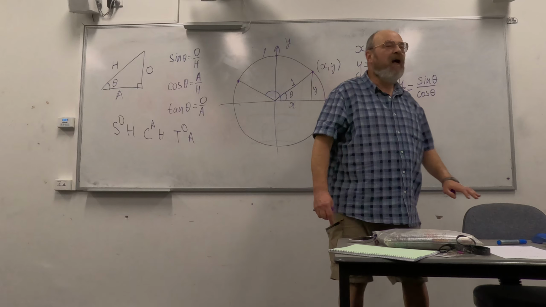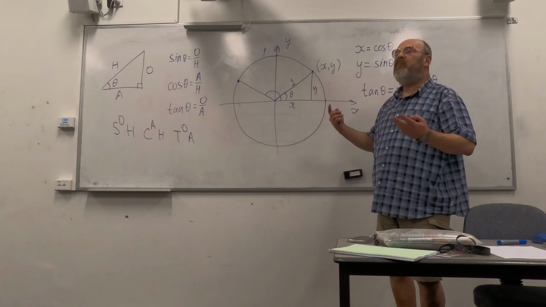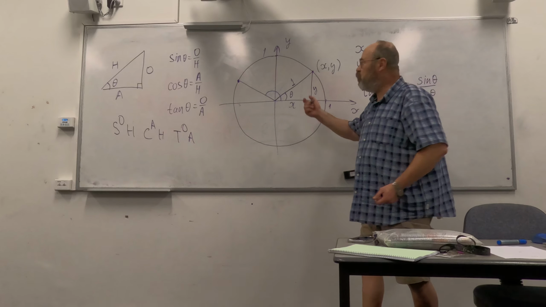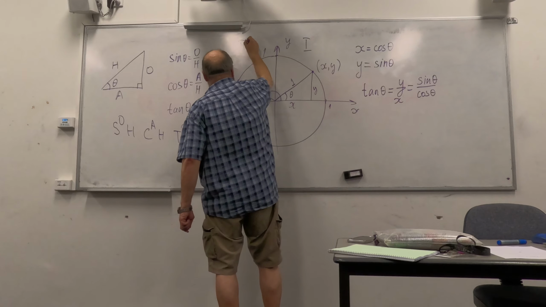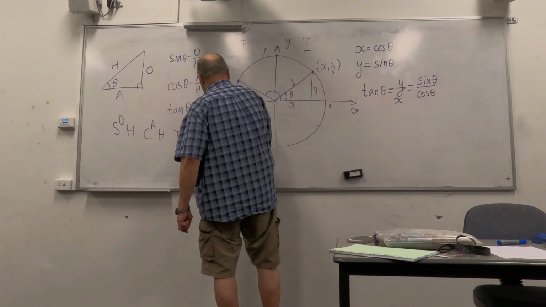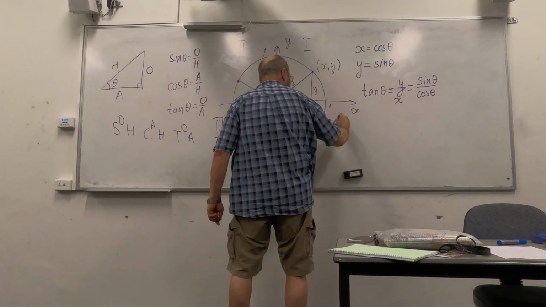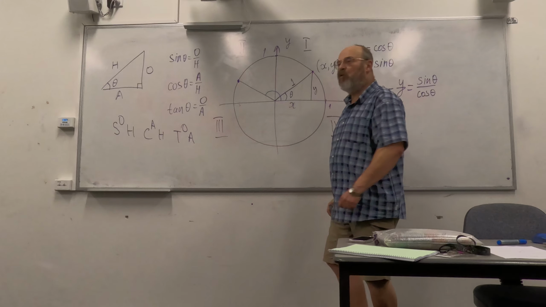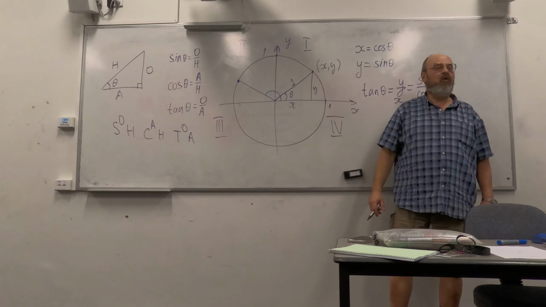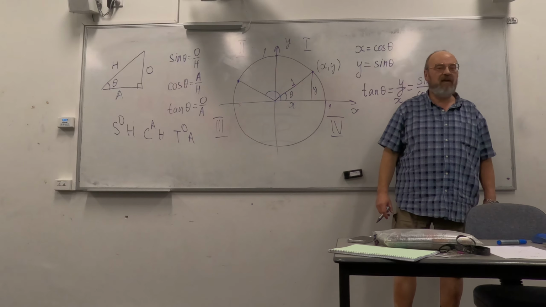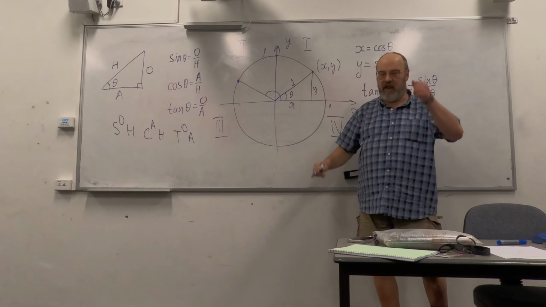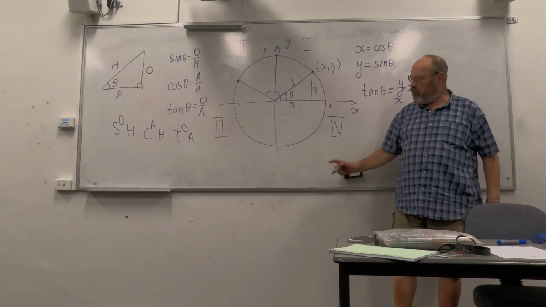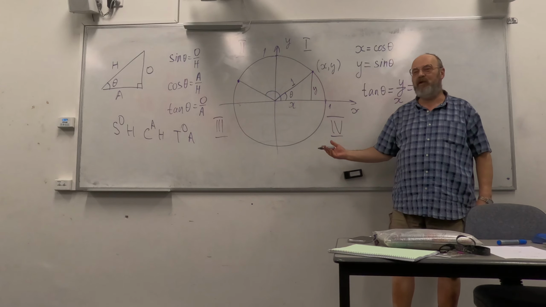Now, x and y, now the numbers of the quadrants, reminding you that this is the first quadrant, second quadrant, third quadrant, and fourth quadrant. So we number quadrants anti-clockwise starting from here. These are Roman numerals.